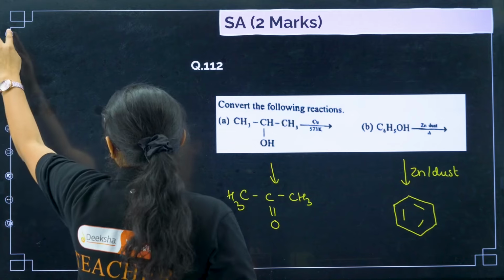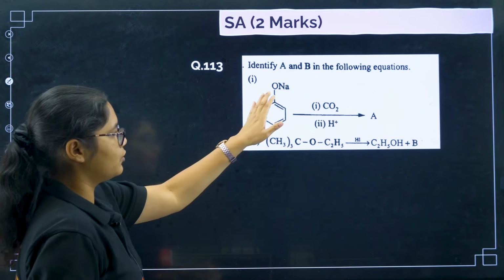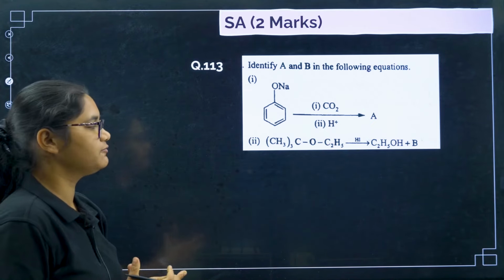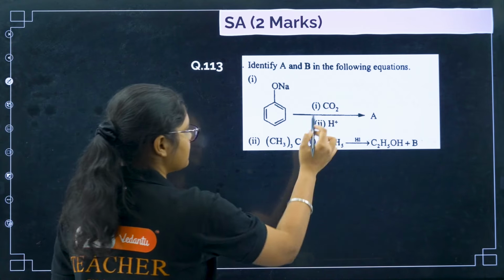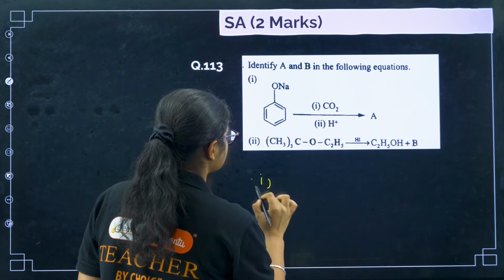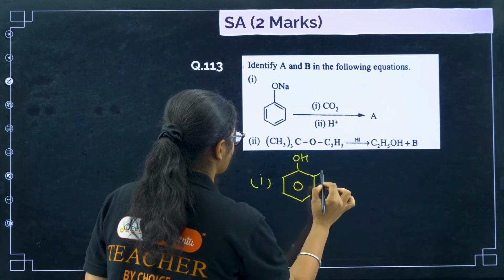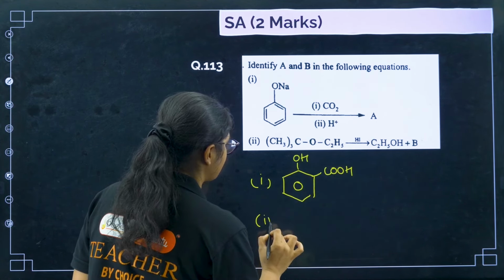Okay. Next, identify A and B in the following reaction. So O minus Na, CO2 is there. In alcohols, phenols, ethers, I have generally found you will get such type of reaction based questions. So this one will give you what? First one, this will give you salicylic acid. This is your Kolbe reaction.